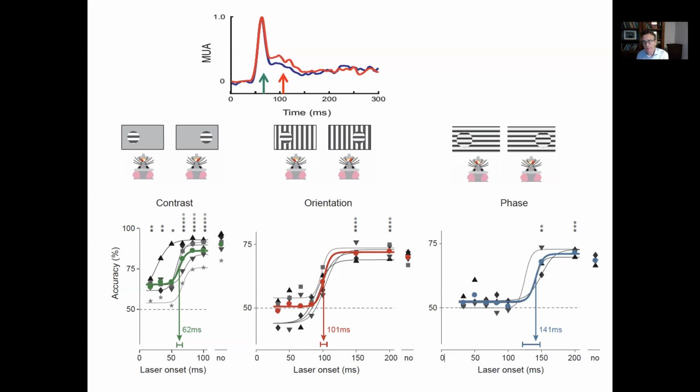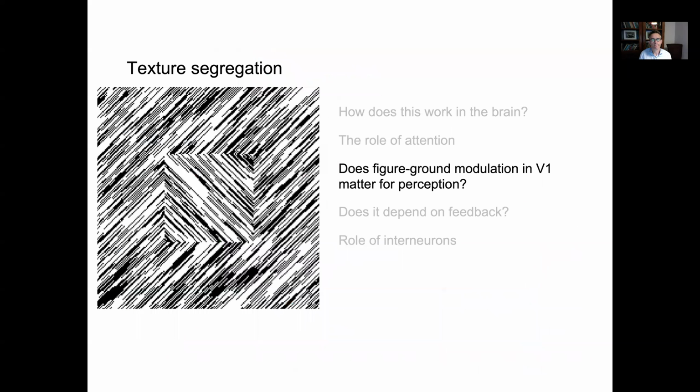And in the phase-defined stimulus, we need to postpone the stimulus by an even longer time, maybe even 240 or 160 milliseconds. Okay, and so now you need really a lot of late activity in V1 before the mice can do it. So yes, these late extra spikes are necessary for perception.